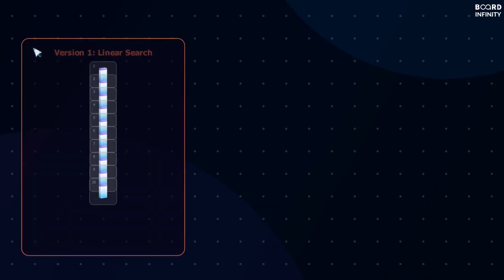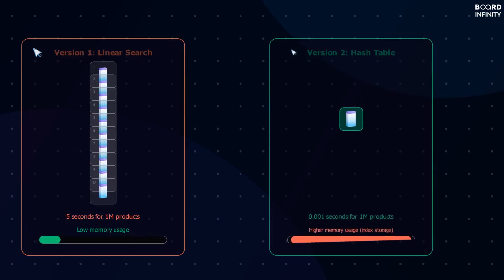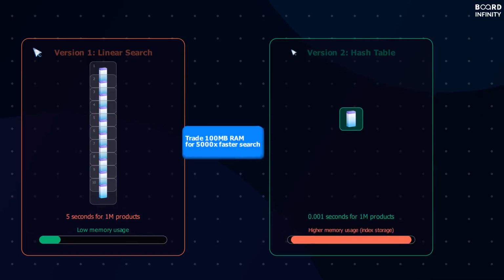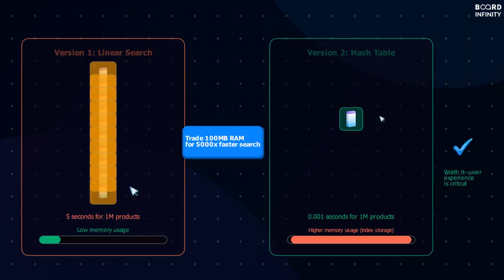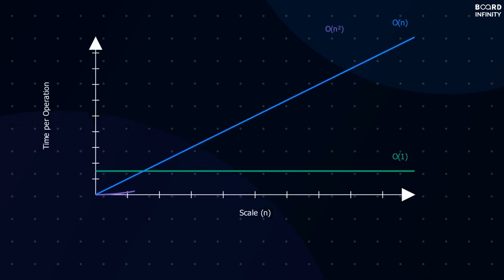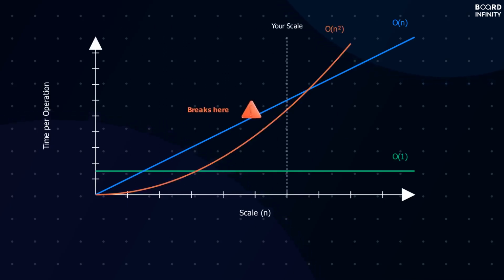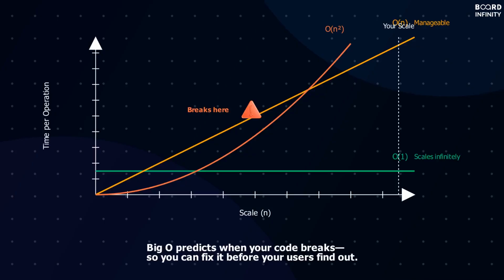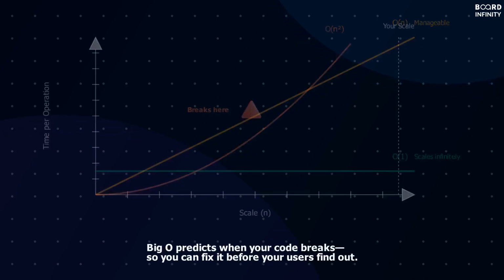Let's return to our e-commerce search. Version 1 used linear search. It was simple but slow. Version 2 switched to a hash table. Search became instant, but we had to use more memory to store the index. That memory cost was worth it, because fast search is critical for user experience. Big O thinking helped us make that decision intentionally. It's not about finding the perfect algorithm. It's about predicting how your code will behave at scale and making smart trade-offs before your system breaks. That's the real power of Big O notation.